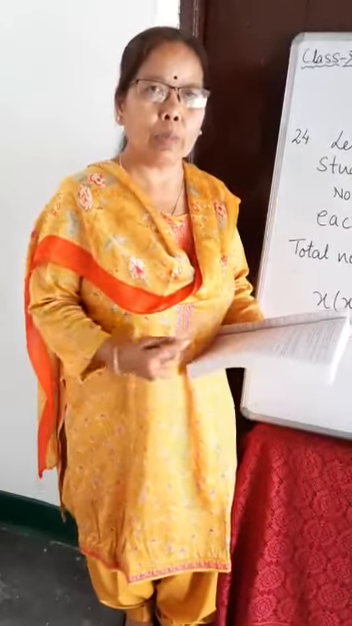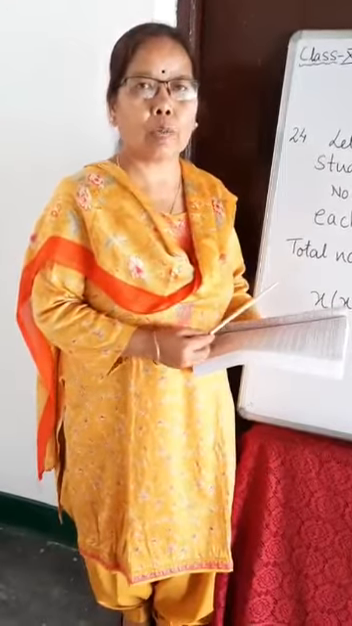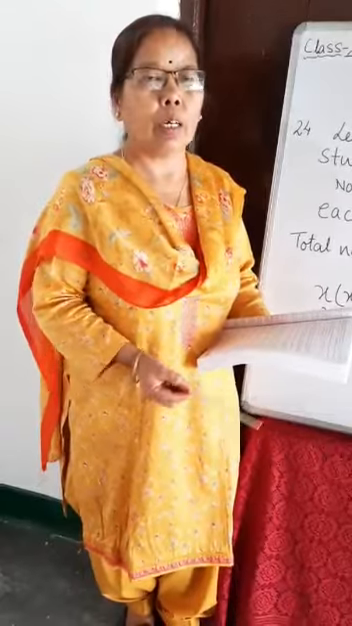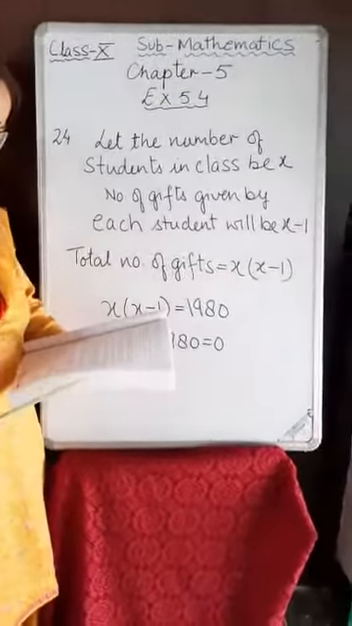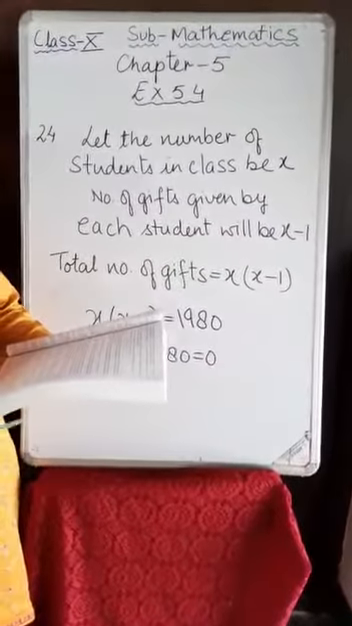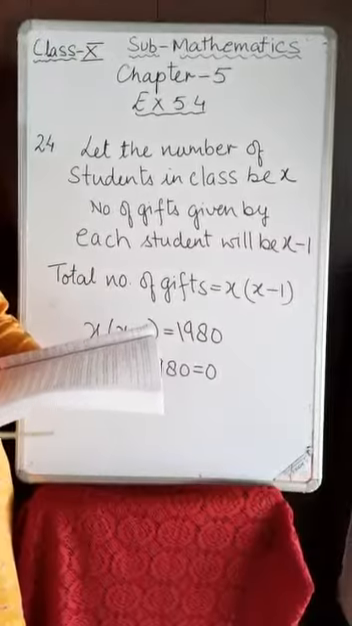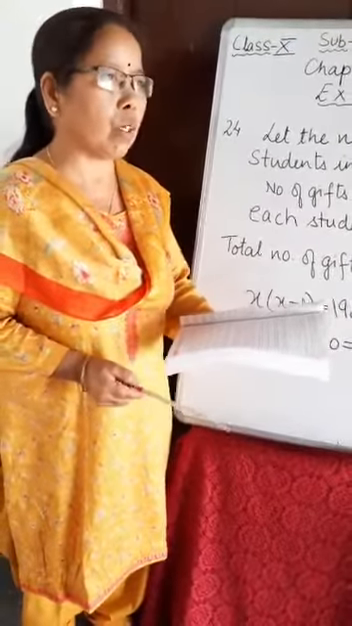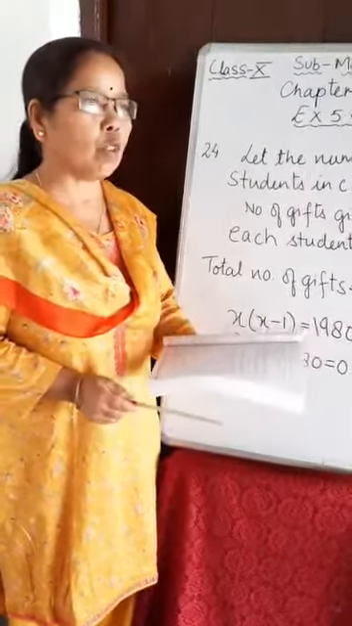Yes, in the previous video I explained some of the questions of exercise 5.4, and today I am continuing the same exercise. This is question number 24. As you see in your book, it is given in the question that at an annual function of a school, each student gives a gift to the other students. If the number of gifts is 1980, find the number of students.